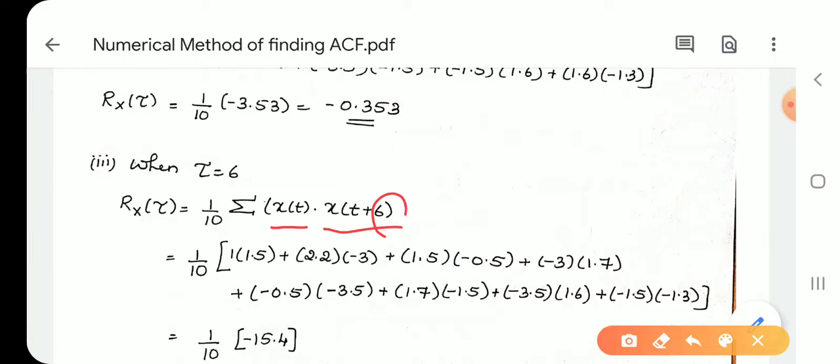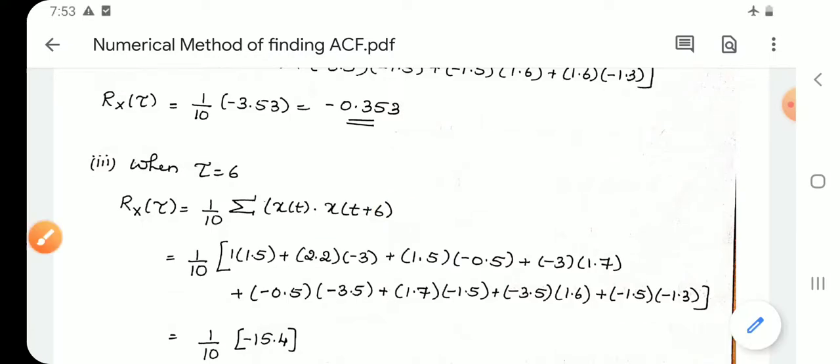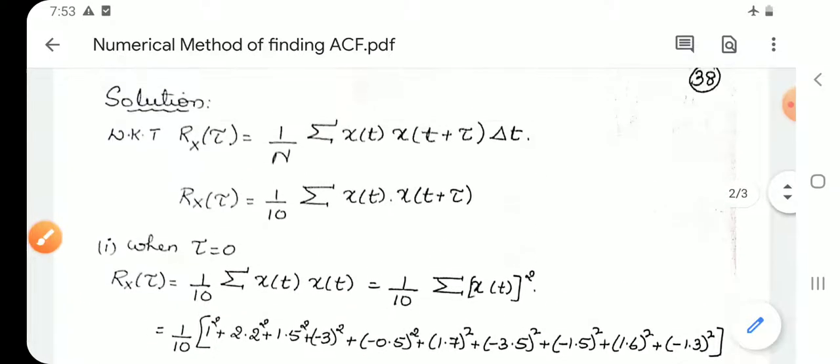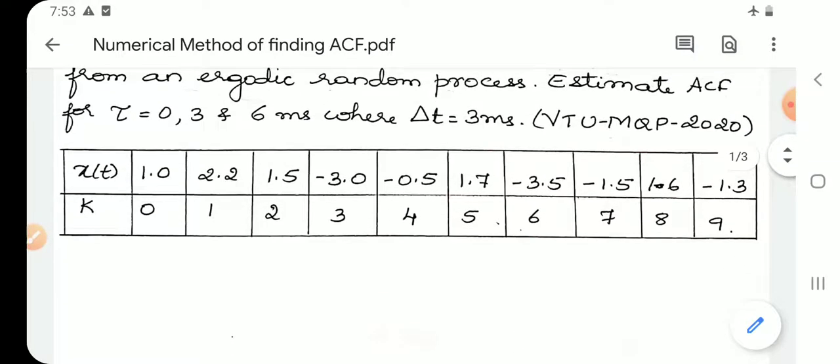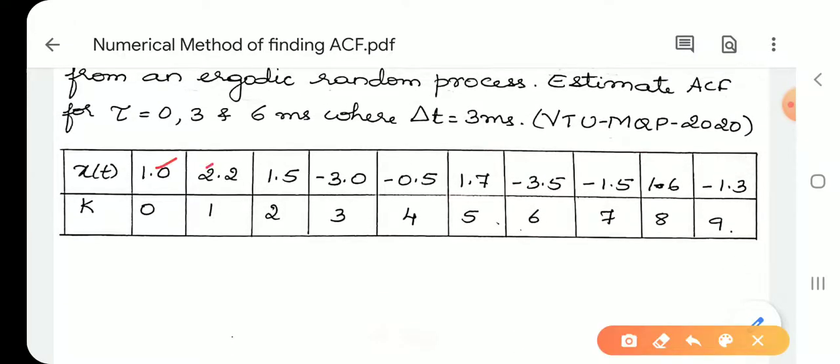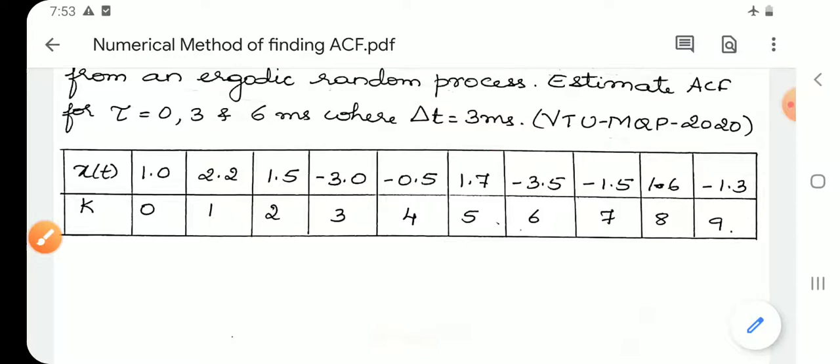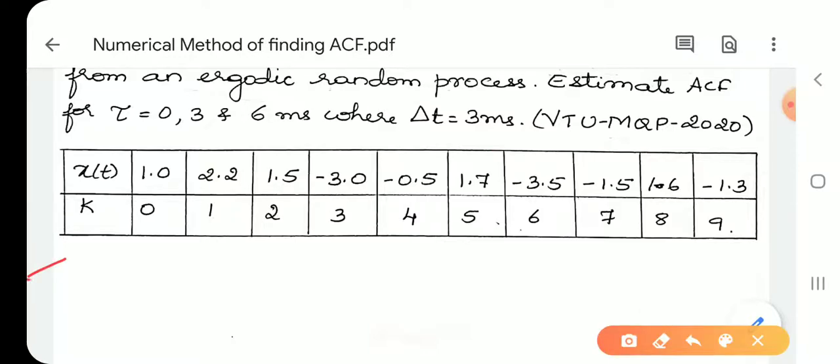Here, after a time interval of 6 minutes. That means each interval in the problem is given at a difference of 3 minutes, as given in the question. So we have to consider a time interval of 6 minutes. That is, let us see, sigma x of t into x of t plus 6.